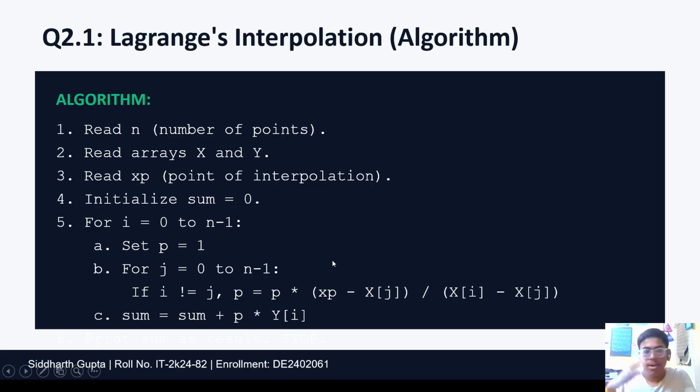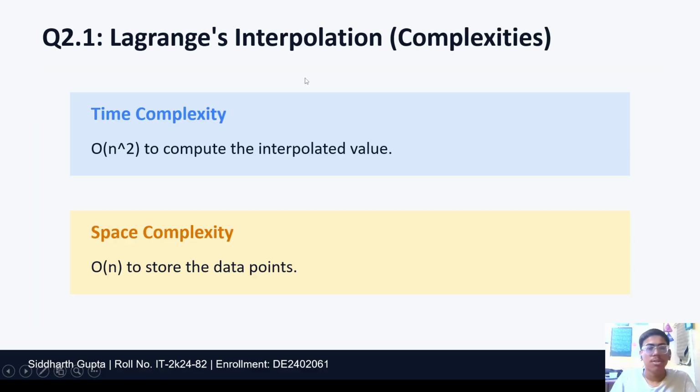y of i you already know, like y of 0, y of 1, y of 2. So this is the algorithm for Lagrange interpolation. It is very simple. We will read the number of data points, we will read the arrays, we will read the point of interpolation, and initialize sum is equal to 0. Find the for loop where we will put p is equal to 1. Start a j loop where we will compute the value of p, and we will add the value of p into sum by multiplying into y. So it's a Lagrange interpolation algorithm.